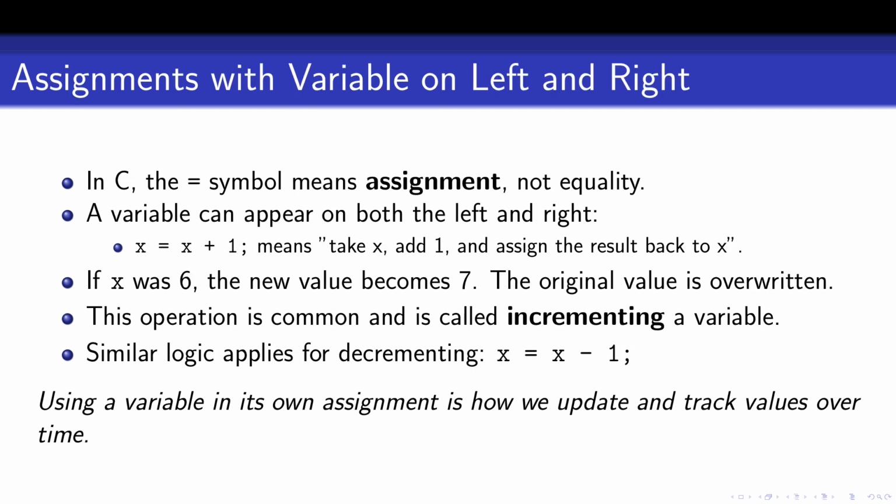Sometimes you'll see a variable appear on both the left and right sides of an assignment statement. This is completely valid and actually very common. In C, the equals sign means assignment, not equality. So, when you write x equals x plus 1, you're not claiming x equals x plus 1.